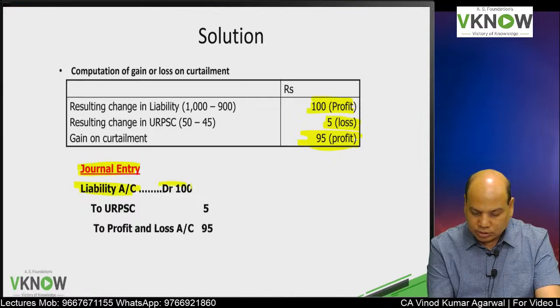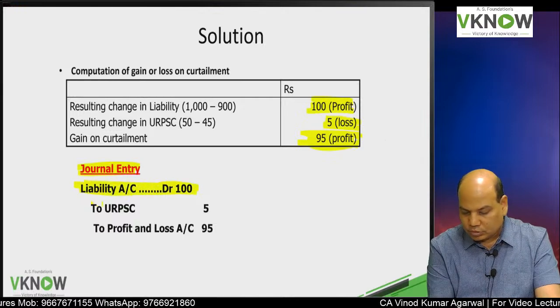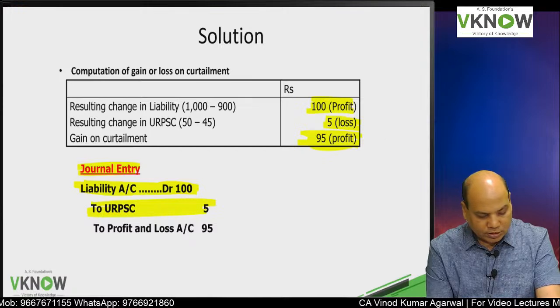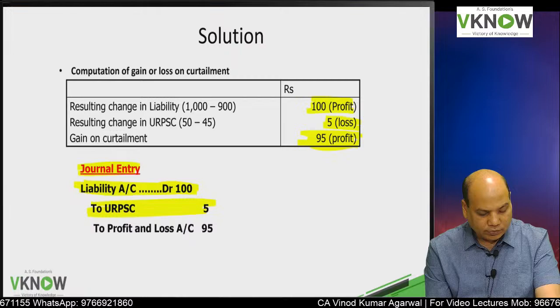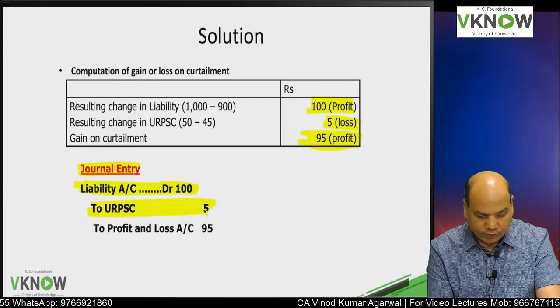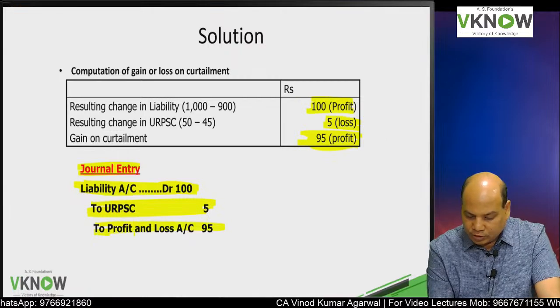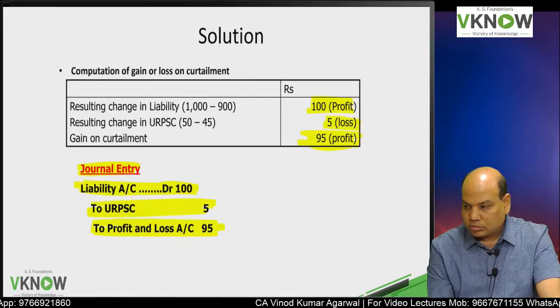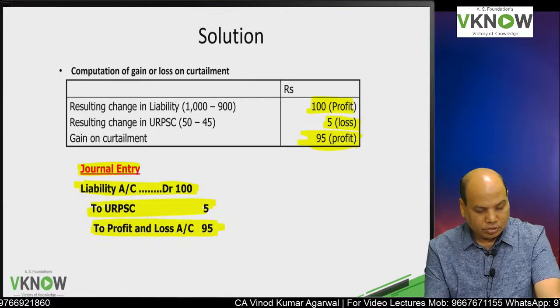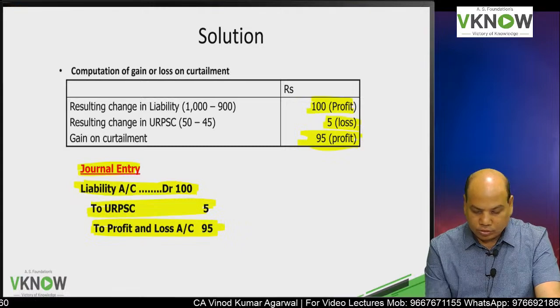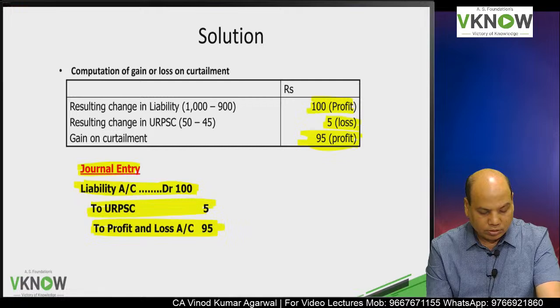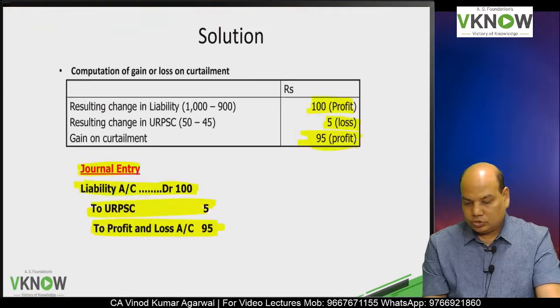Liability account, debit 100. To unrecognized past service cost, 5. To profit and loss account, 95. So this is the entry.